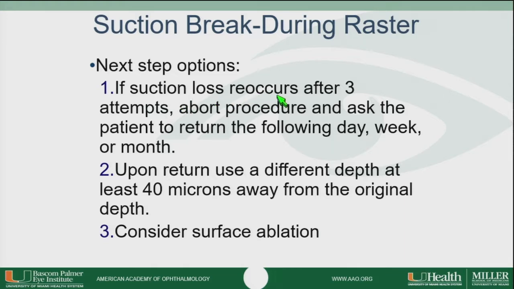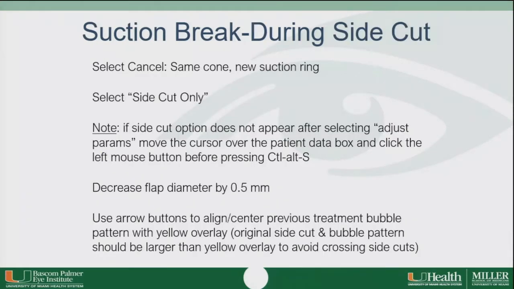What to do if the suction break occurs during the raster? If suction loss occurs more than 3 attempts, you can abort the procedure and ask the patient to return either the following day, week, or month. And when I have the patients return at a later date, I use a different depth, at least 40 microns away from the original lamellar pass, so that I don't get chatter or breakthrough into the original lamellar pass. You can always consider surface ablation as an option as well.